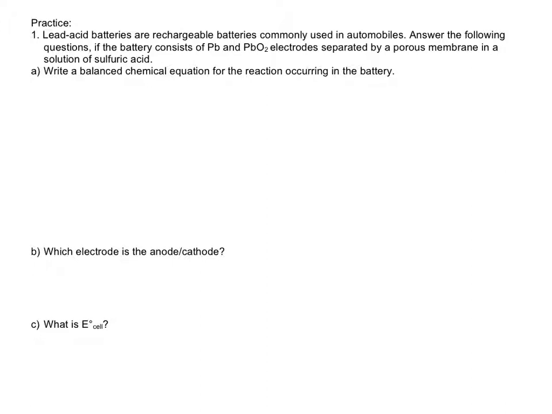And so what we need to do is go to our table of standard electrode potentials and find the half reactions that show us how those things can act as either reduced or oxidized in the presence of sulfuric acid. So if we do that, the two half reactions that we find are Pb solid plus SO4 2 minus aqueous goes to PbSO4 solid plus 2 electrons.